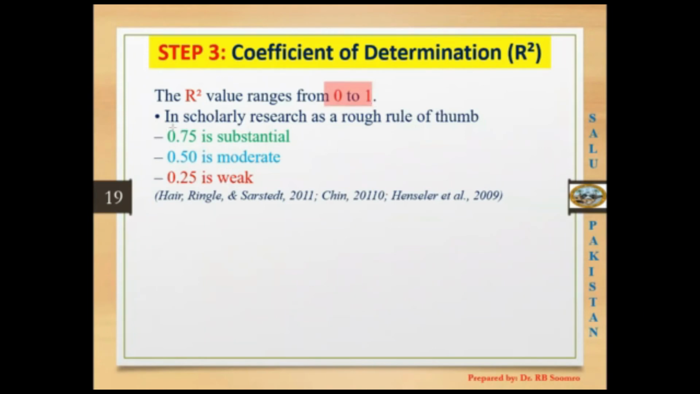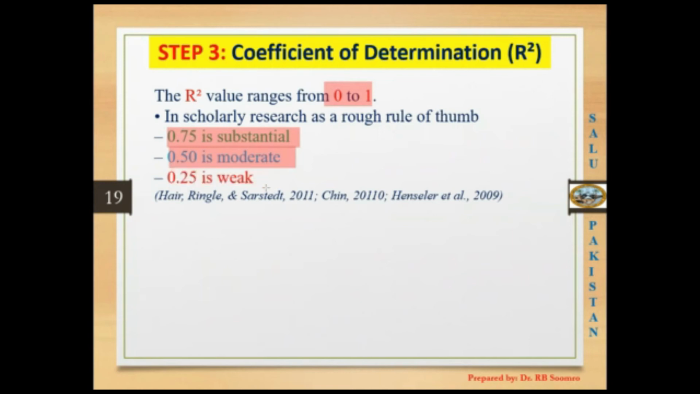In this one, 0.75 is substantial. If it is higher than 0.75, that's wonderful. Alternatively, we can say 75% variance is being shared by all the independent variables into the dependent variable. If the value is more than 0.5, 50%, that's again moderate. And if it is less than 0.5, it's very weak.